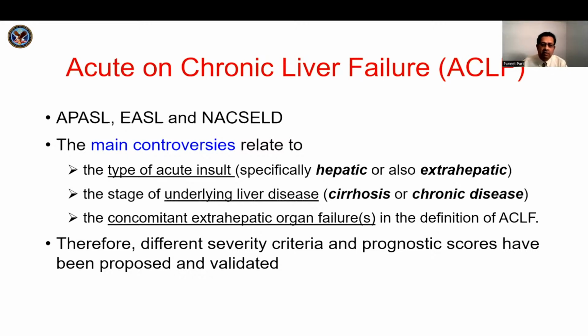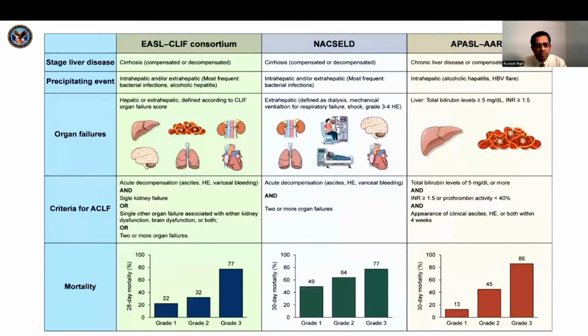Therefore, different severity criteria and prognostic scores have been proposed and validated. These are summarized in this slide, where EASL and NACSELD both take cirrhosis into account, while APASL covers chronic liver disease or compensated cirrhosis. Of note, multiple organ failures are part of both the EASL and NACSELD definitions, while APASL is largely related to hepatic injury, and as a result, its scores are developed based on hepatic failure, while the ACLF score and grading are developed with multi-organ involvement in the other two.